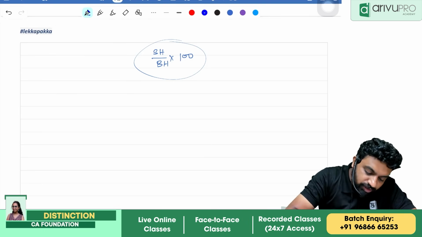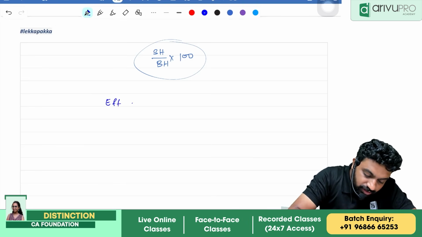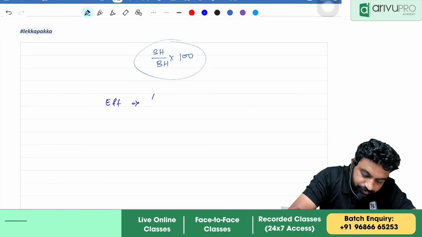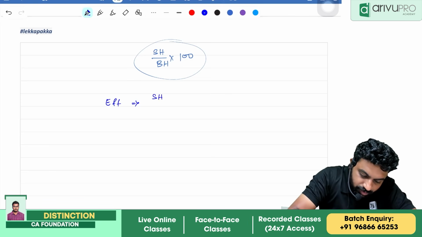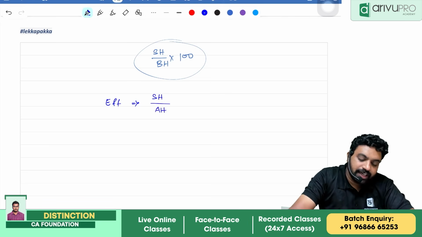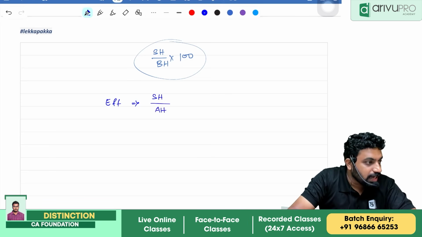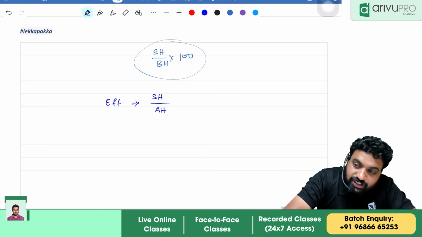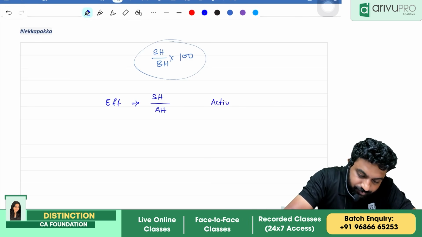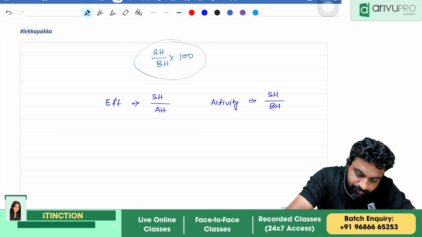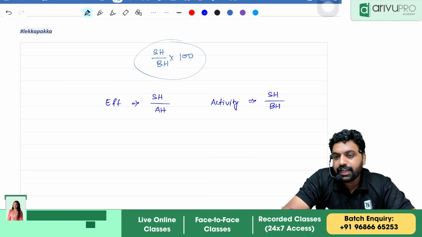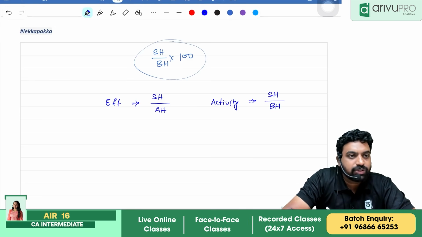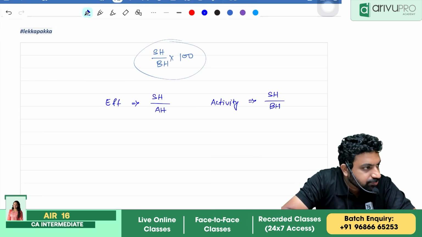Next. First we discussed the efficiency ratio. What is the formula? Standard hours by actual hours into 100. Whereas next we discussed the activity ratio, that is standard hours by budgeted hours into 100. Is that clear? Done.